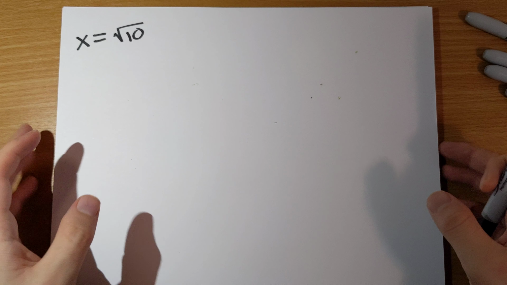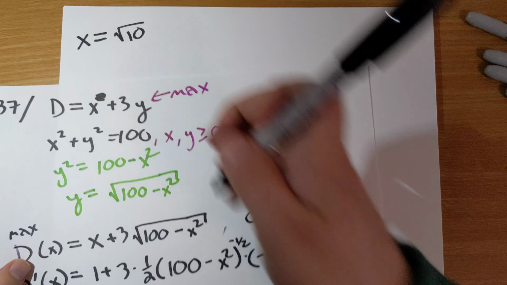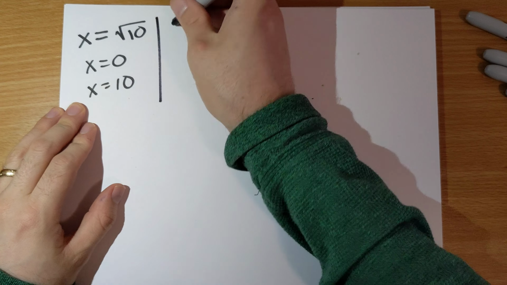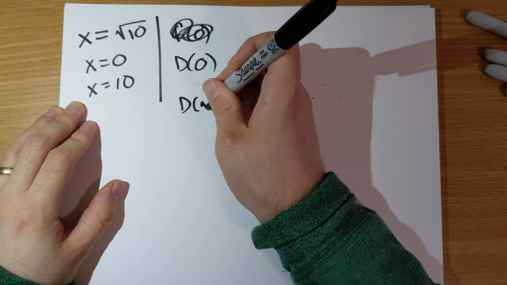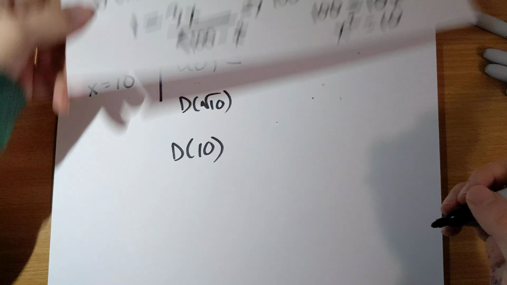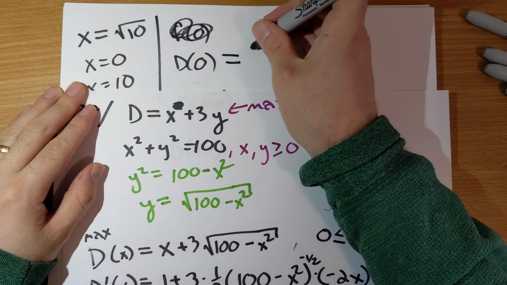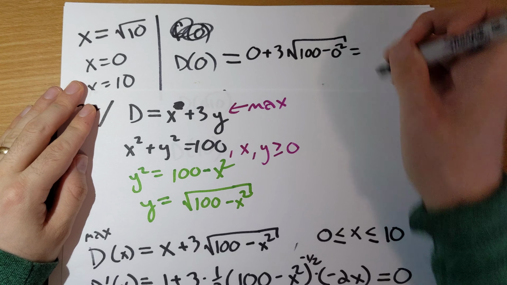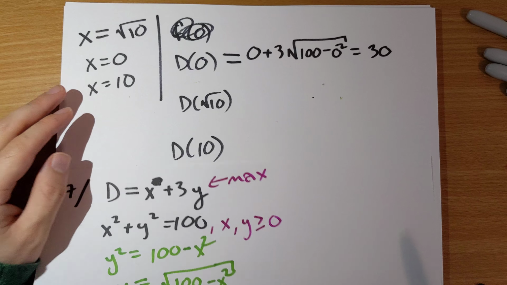Okay, so at this point, we have 3 values we need to check. X equal to square root of 10 is our only critical point we found. And then the endpoints here, x is 0 and x is 10. So let's go ahead and check those. d of 0, d of square root 10, and d of 10. And we're going to plug everything into this equation right here. So d of 0 would be 0 plus 3 times the square root of 100 minus 0 squared. That would be the square root of 100, which is 10. 3 times 10 is 30.